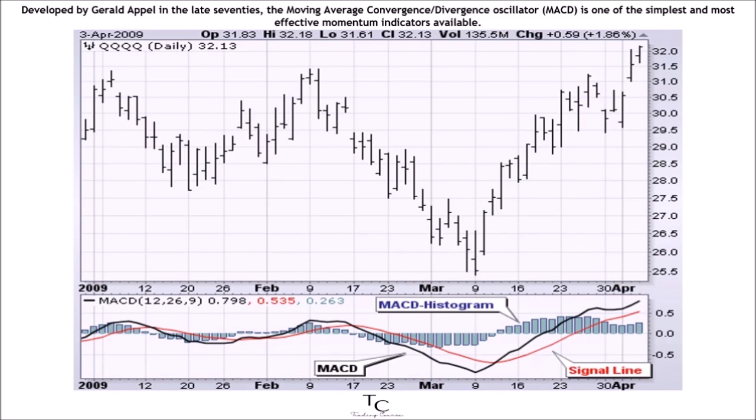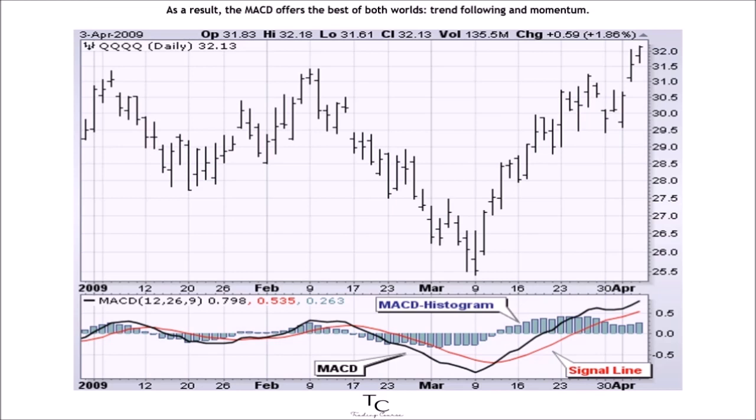Developed by Gerald Appel in the late 70s, the Moving Average Convergence-Divergence Oscillator (MACD) is one of the simplest and most effective momentum indicators available. The MACD turns two trend-following indicators, moving averages, into a momentum oscillator by subtracting the longer moving average from the shorter one. As a result, the MACD offers the best of both worlds, trend following and momentum.